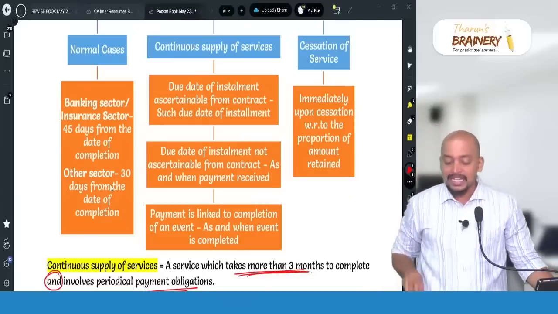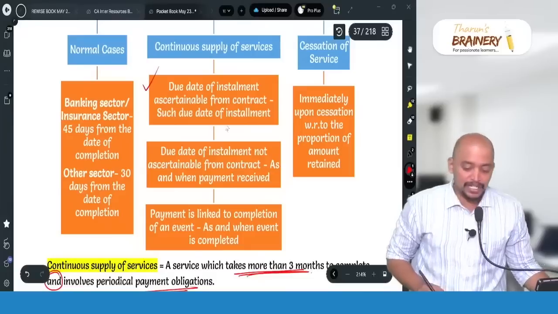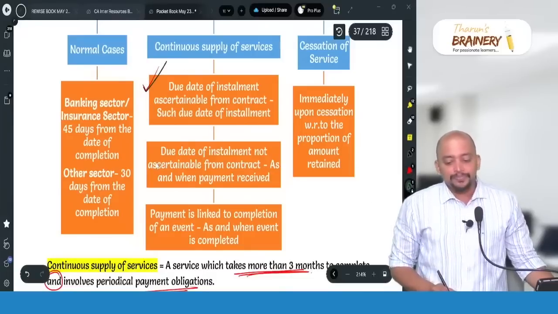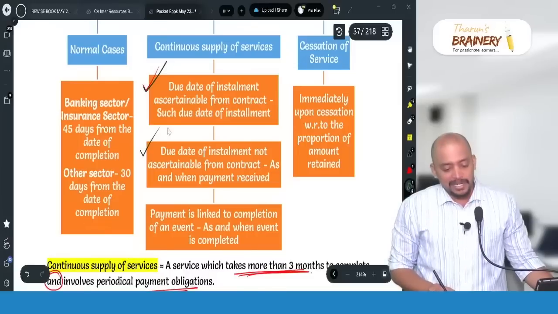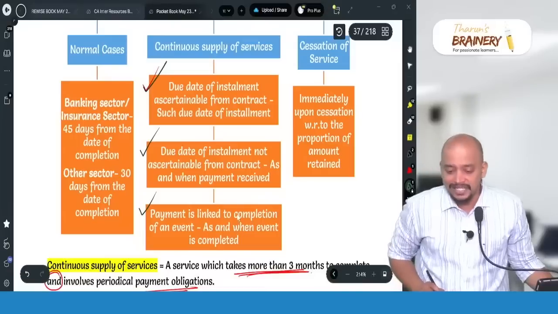So 3 points. If the due date of installment is ascertainable from the contract, such due date of installment. If the due date of installment is not ascertainable from the contract, then as and when payments are received. If payment is linked to completion of an event, as and when the event is completed.